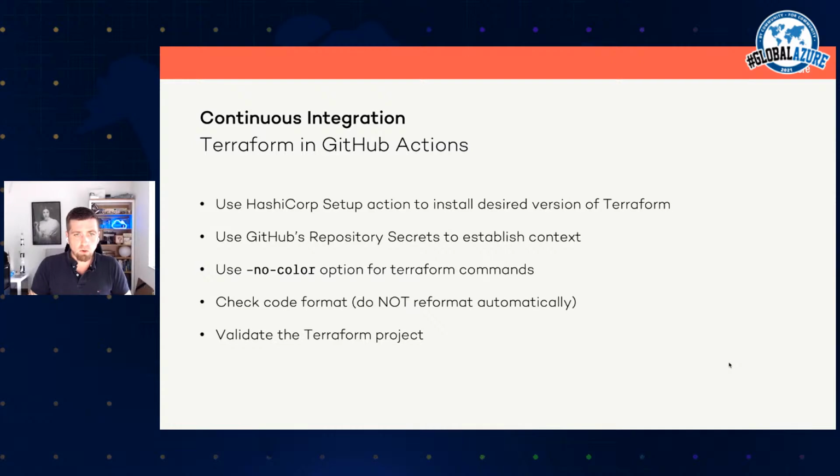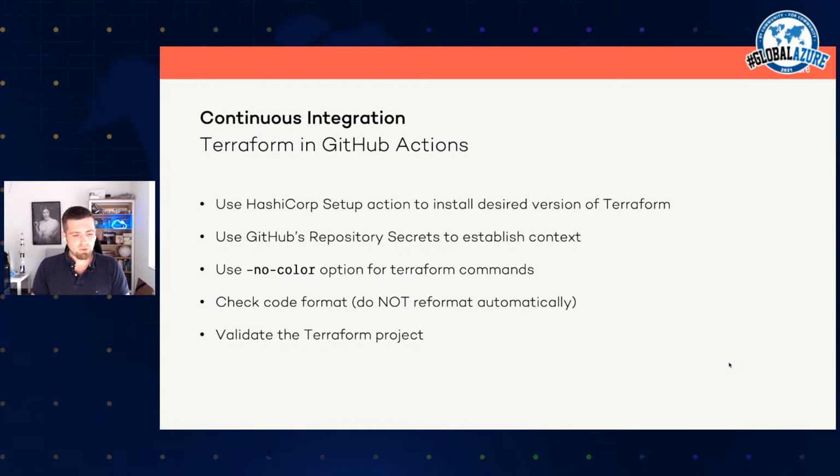So locally, I've stored the client ID, client secret, the target subscription ID, and the Azure tenant ID in environment variables. If you're using GitHub, then there are repository secrets that you can use to establish the context to get the authentication or the required bits that you need to spin up the authenticated calls to Azure.